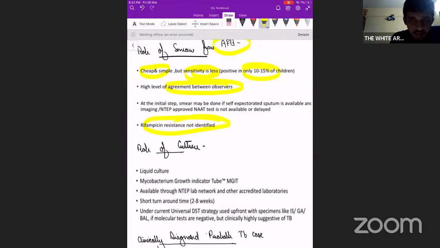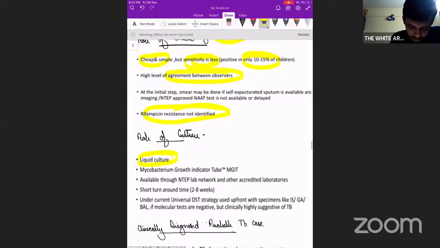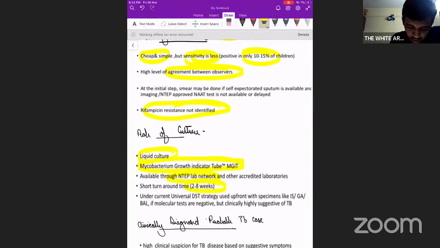Now, previously, liquid culture was not used, and then the time needed used to be very huge, around 2 to 3 months was needed just to get the bacilli to be cultured, and even then the yield used to be poor. Now it has been replaced by liquid culture all over India. So an NTEP equipped lab, all of them are provided with liquid culture, that is the MGIT, Mycobacterium Growth Indicator Tube. So this is present across all the NTEP lab network, because the advantage of this is it has a short turnaround time. By 2 to 8 weeks, we can expect the growth to take place.